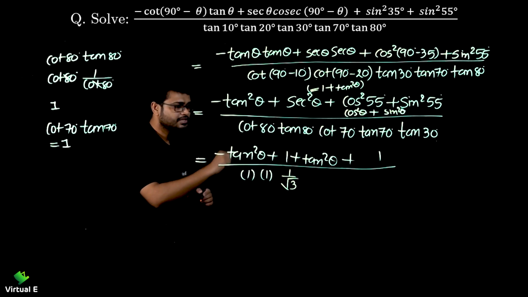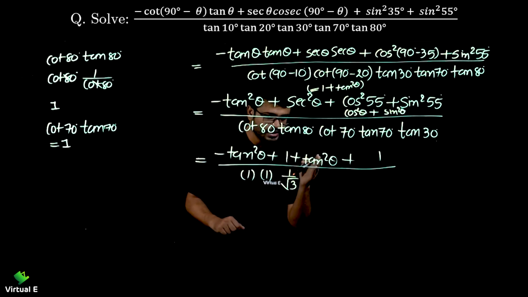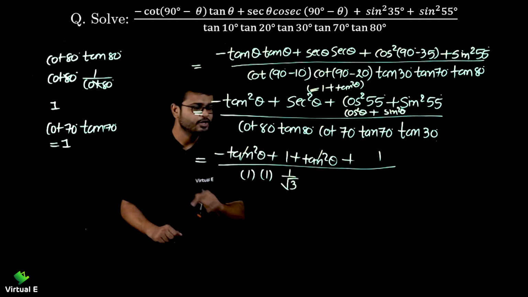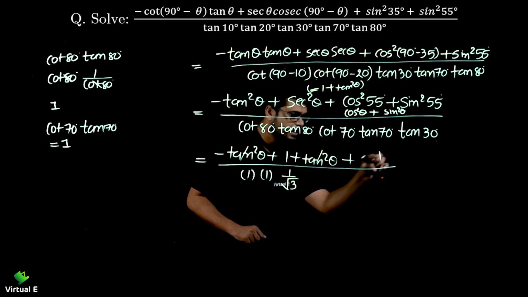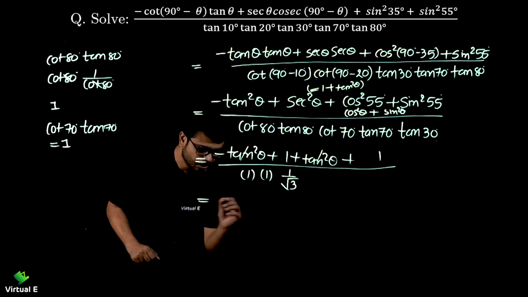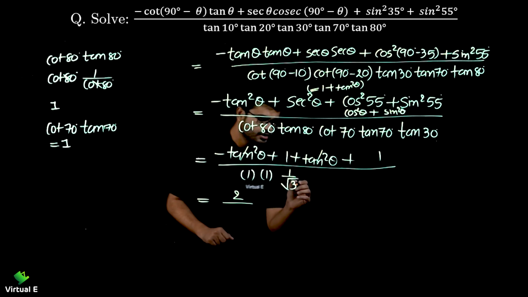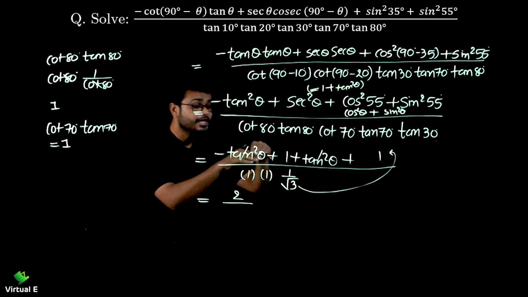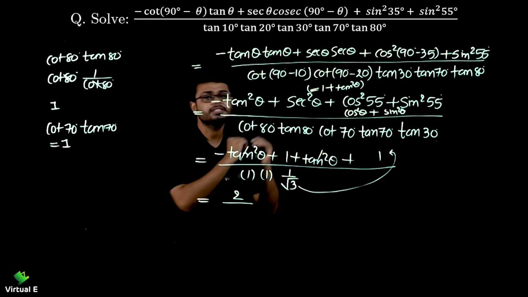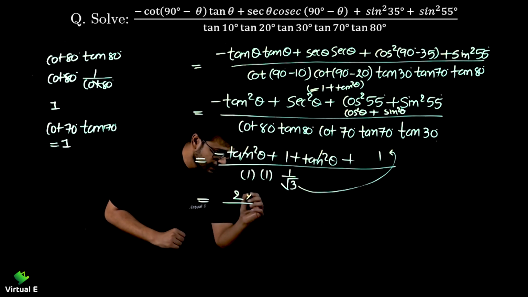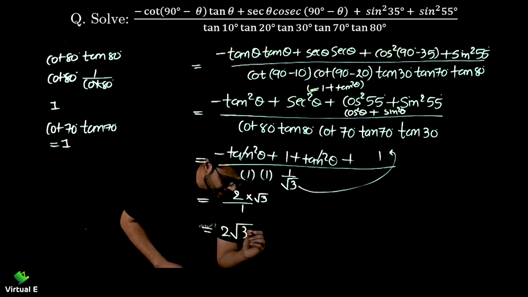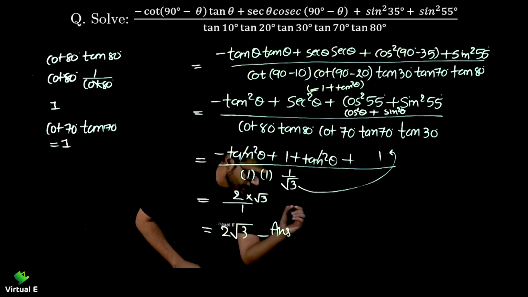Simple. Now let's simplify further. Okay, tan square theta and minus tan square theta will get cancelled. So what's left in the numerator? There is 1 over here and 1 over here. 1 plus 1 is what? 2. And this root 3 will go into the numerator. Why? Because it is in the denominator and again it is in the denominator. So that will be root 3 over here and 1. So my final answer is 2 root 3. That's my final answer. And I'm done with the question.